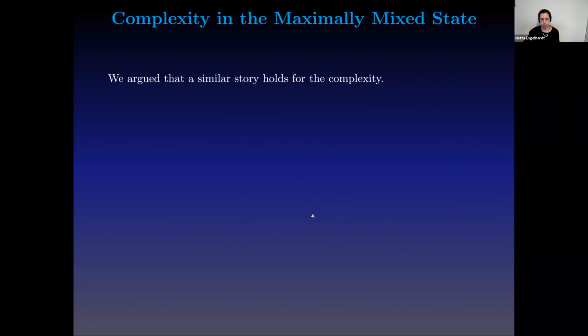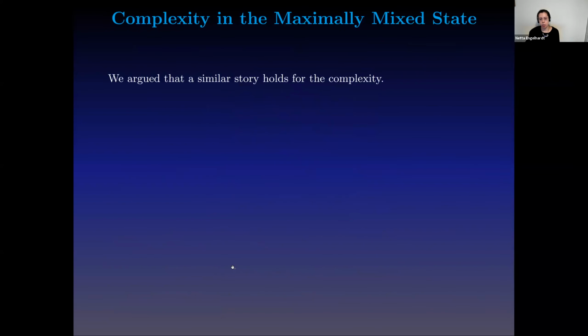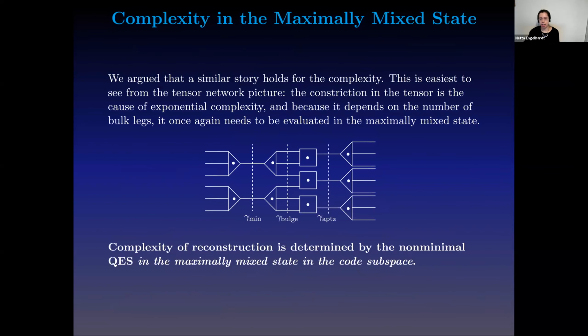This reconstructability, so the generalized entropy of the appetizer surface for reconstructability, is evaluated in the maximally mixed state. And we essentially argue that so is complexity. So complexity of reconstruction has to be determined by the non-minimal quantum extremal surface in the maximally mixed state of the code subspace. This comes again from, if you want to be able to do reconstruction in between these two, then you have to evaluate this in the maximally mixed state in the first place.